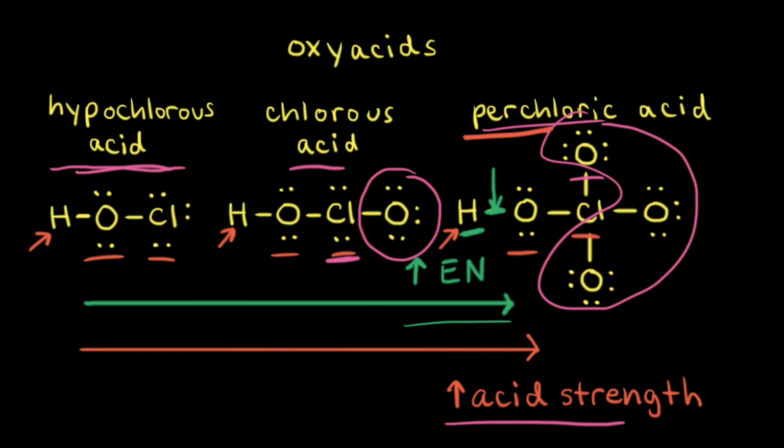In reality, all three factors affect the strength of the acid. However, for simplicity's sake, we could just say that increasing bond polarity is the main factor for the increasing acid strength in these oxyacids.